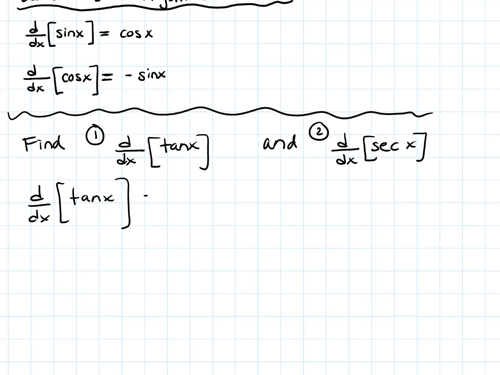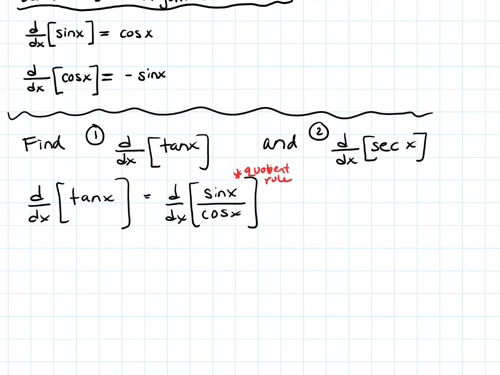of the tangent of x, since I already know the derivatives of the sine and the cosine of x, I could simply look at the fact that the tangent of x is the ratio of the sine of x over the cosine of x. And that's a quotient, and we know how to take derivatives with the quotient rule. So let's apply the quotient rule here.